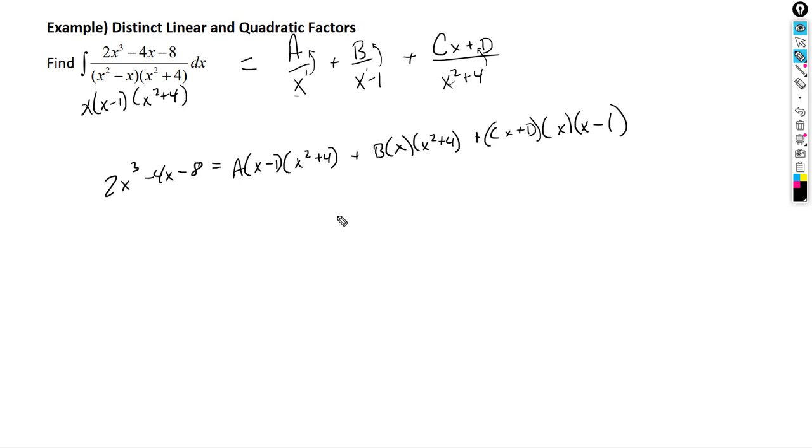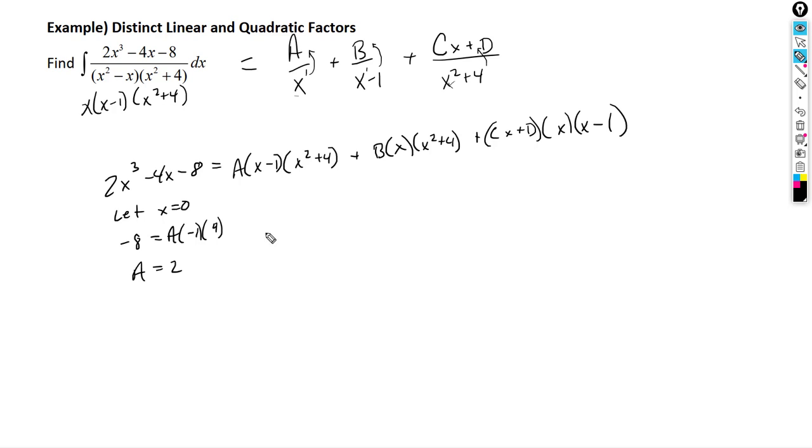In this case, you can let x be 0. If you do that, the B terms go, and the C and D terms go, because those are all going to be 0. So I can solve this just for A. If I make x 0, I'm going to save some space here because this is going to be a long problem. This is 0 minus 8 equals A times negative 1 times 4. That's negative 4. When I divide, I get A is equal to positive 2.